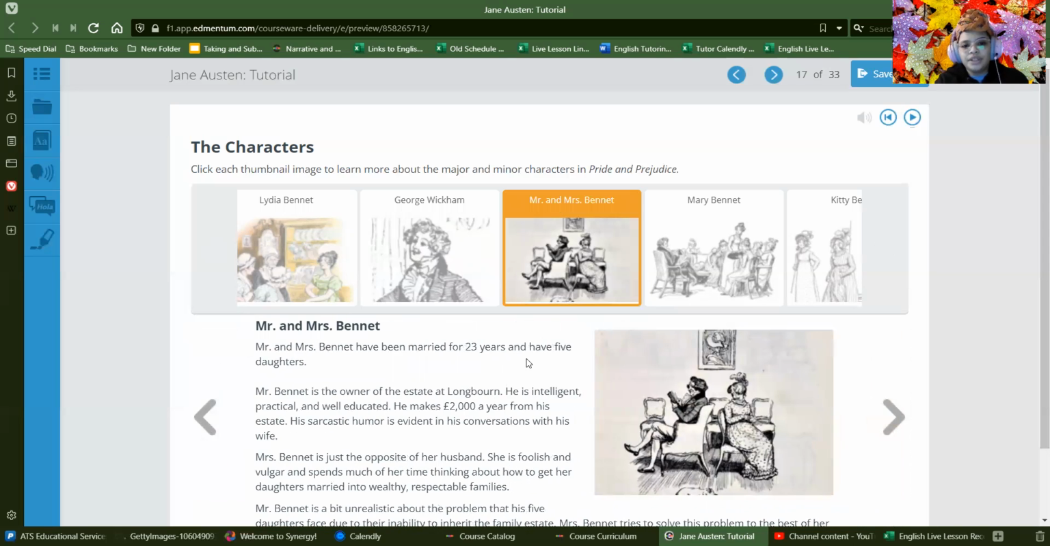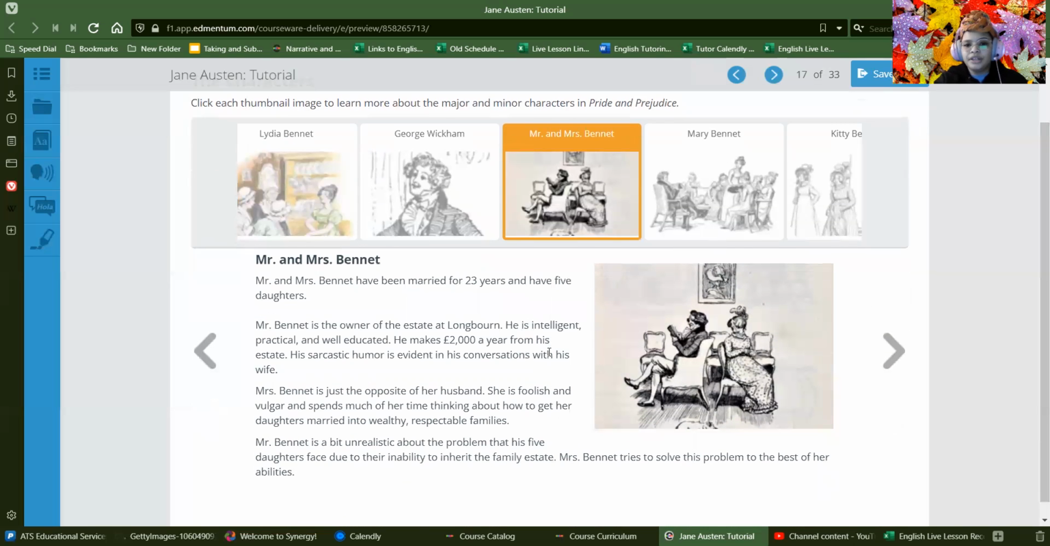So we have Mr. and Mrs. Bennet. These are the parents of the Bennet girls. They've been married for 23 years. Mr. Bennet is the owner of an estate. He's intelligent and well educated. And it says he makes $2,000 a year from his estate, which was a lot at the time. His sarcastic humor is evident in his conversations with his wife.